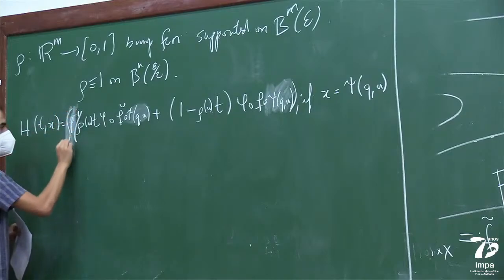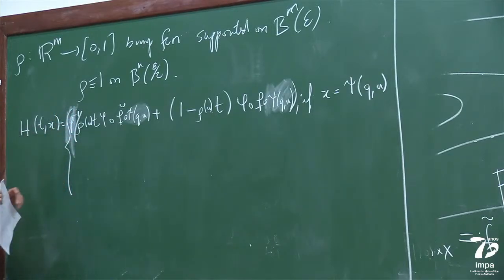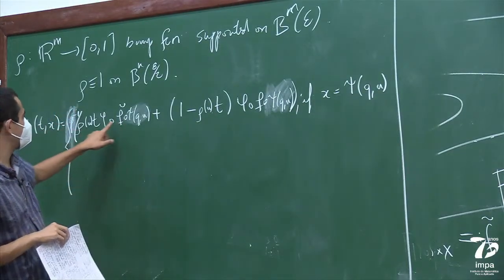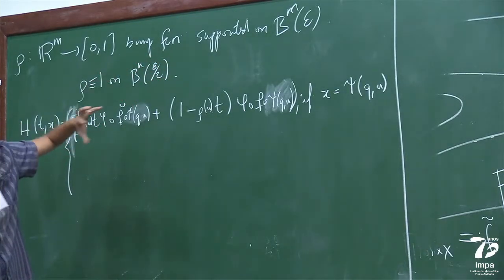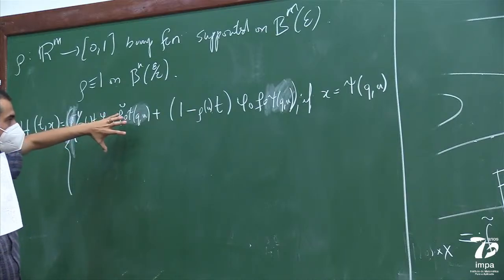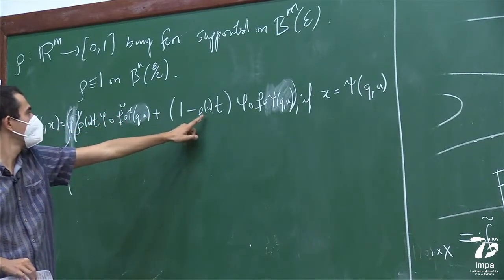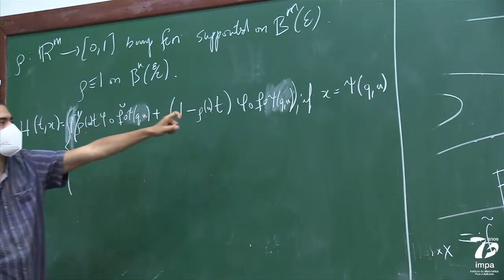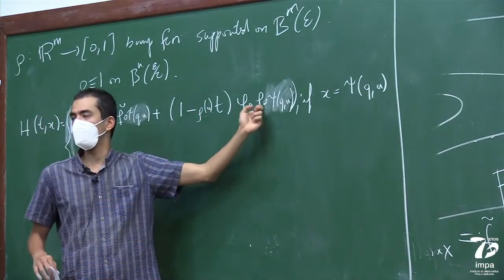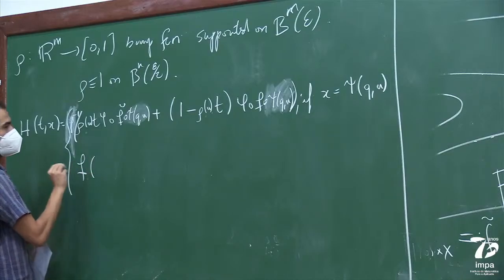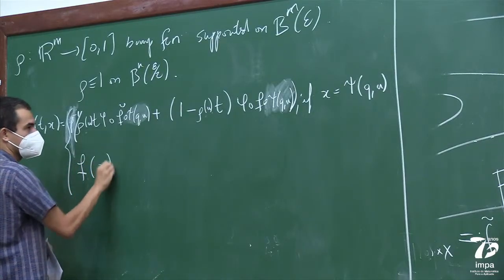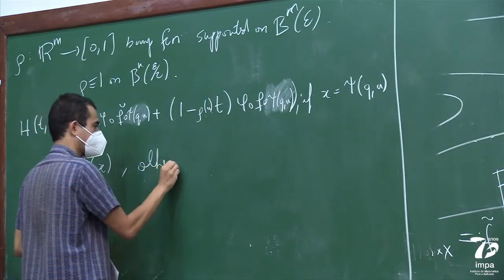This bump function is supported on B^m. So when you get to the boundary of this B^m, then rho is 0, so you're left with f. You can glue it by just taking f elsewhere. So it's f of x otherwise.